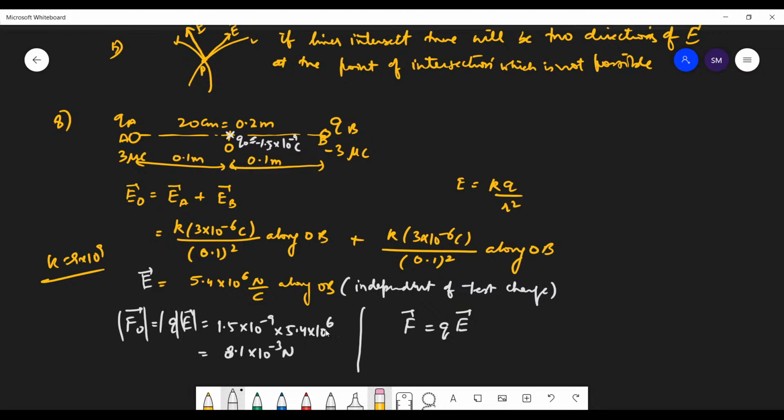So obviously, this is a negative charge, so it will be repelled, so the force will be in this direction, and this is a positive charge, so it will be attracted towards it. So in both cases, the force is along O to A. This is negative, it will be repelled in this direction. This positive, this negative, it will be attracted. That is why along OA. So that's the answer. The force on the negative charge acts in the direction opposite to the direction of the electric field.